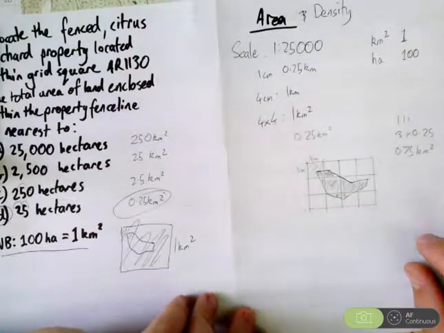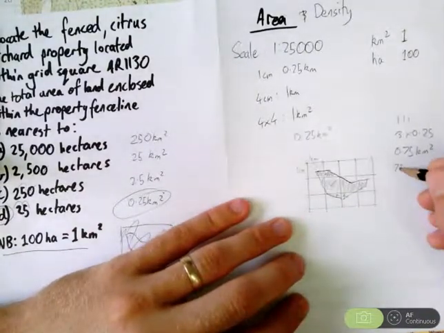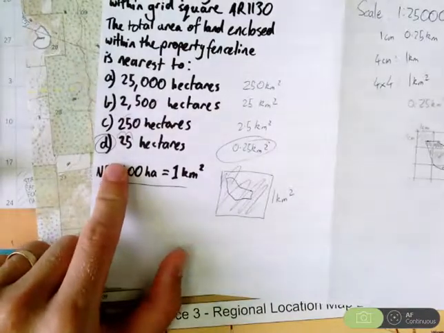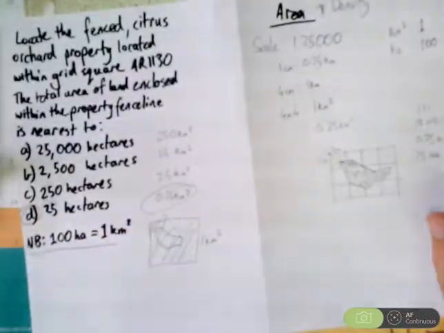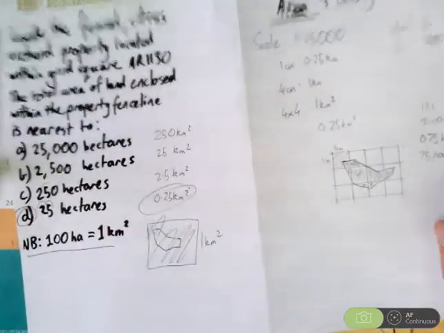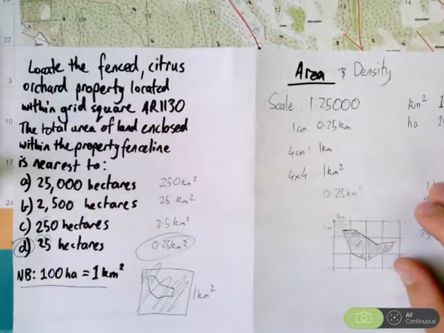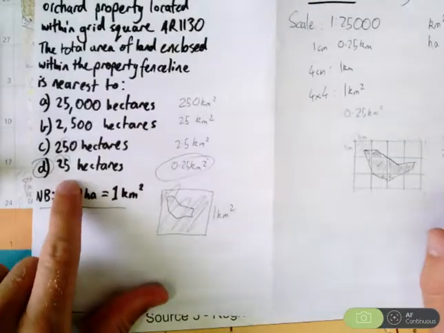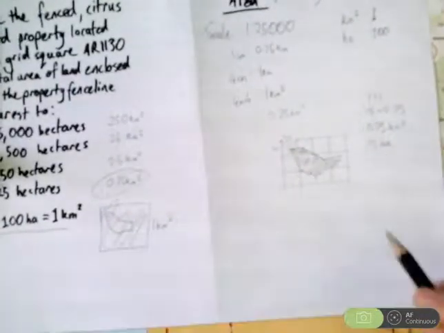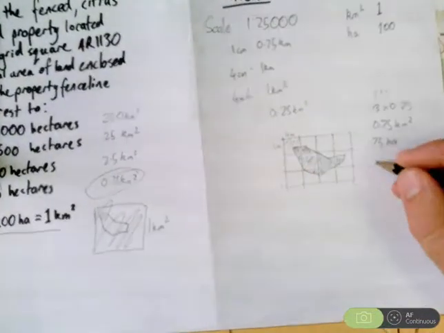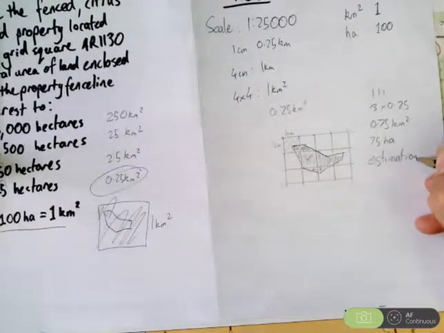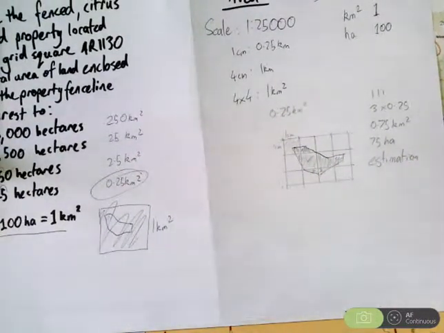or 75 hectares. Now that is a bit away from the actual, so this isn't what it is actually. Our estimation is probably closer. Just remember, this is an estimation, so it doesn't have to be exactly accurate, but the nearer the better.